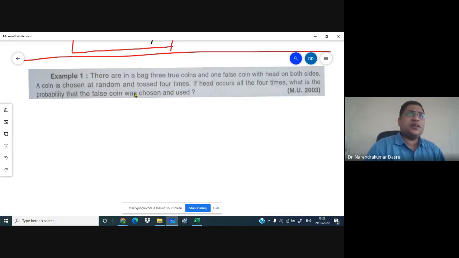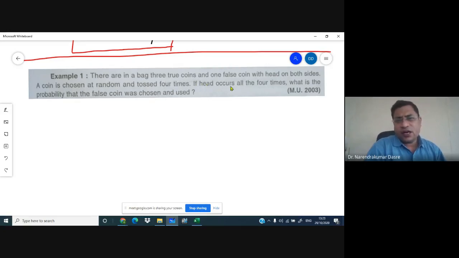Okay, so if I toss any coin four times, if it is a fair coin, then I'll have 16 observations. But if it is a false coin, then I'll have only one observation, because I'll always get head, since this false coin has the head on both sides. But if I take this true coin, then I'll have the 16 observations because I am tossing this coin four times.